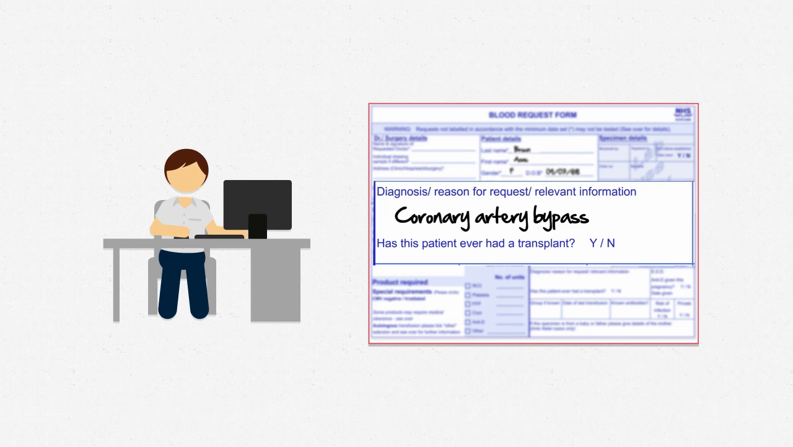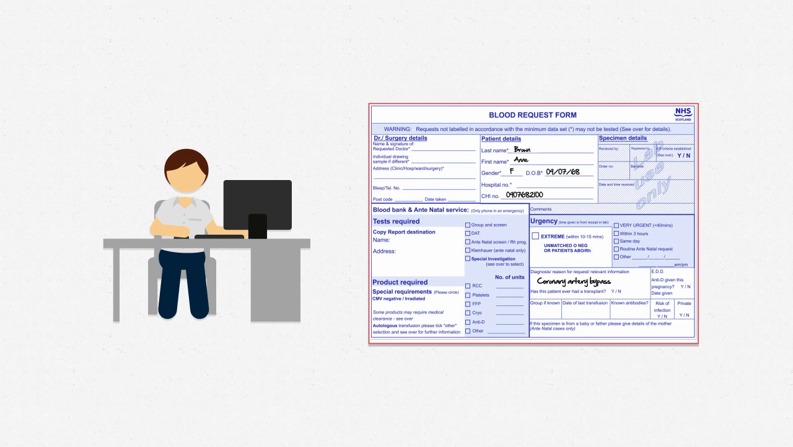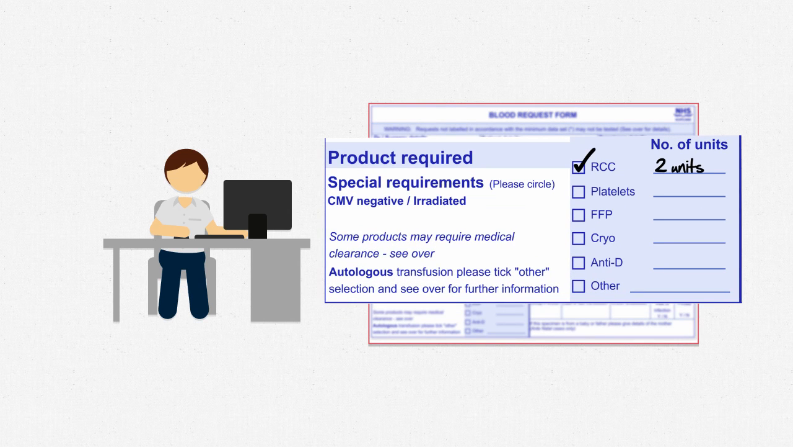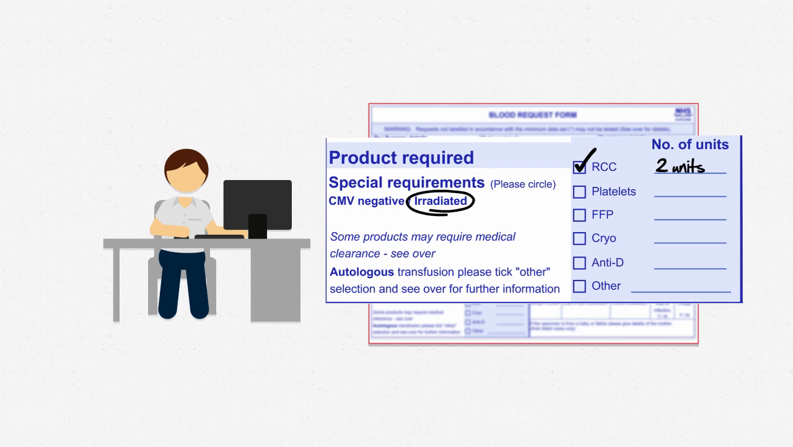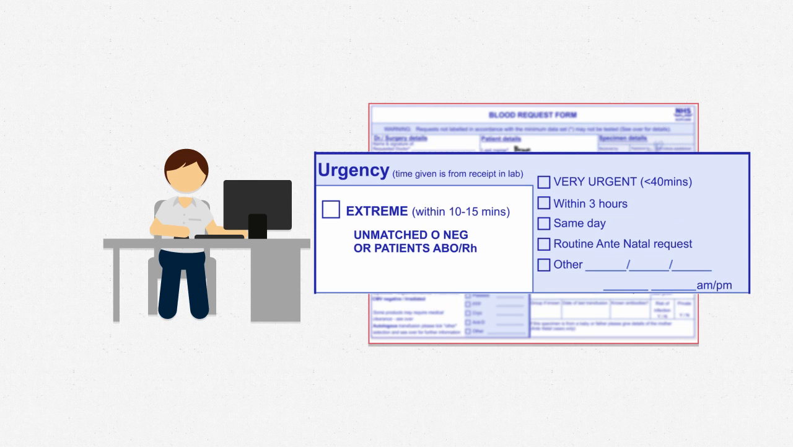The diagnosis and/or the reason for the request, including the nature of the procedure if the patient is having surgery. The number and type of component required. Any special requirements, for example, irradiated blood. A group and screen test, if this is appropriate. Remember, always state the date and time that the blood is required.